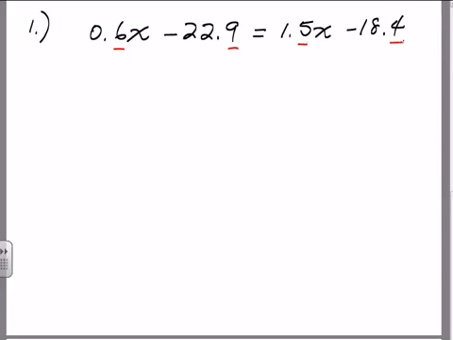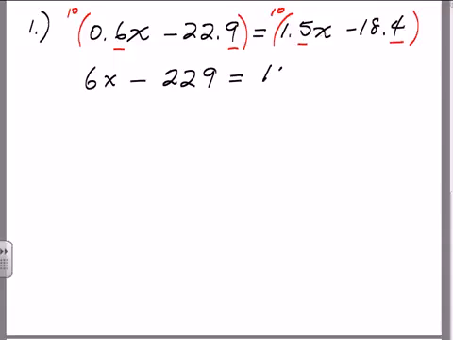So if we move everybody's decimal over 1 place to the right, what we're really doing is multiplying by 10. But the shortcut for that is just move the decimals. So the result would be move that decimal over 1 place, 6x, move that decimal over 1 place, 229, move it over 1 place to get 15x minus 184. So does that look easier? I think it does. So I'm just going to complete this, and I'm going to try to be quiet because I think I'm getting a little bit hoarse.